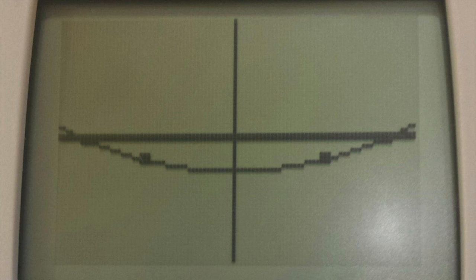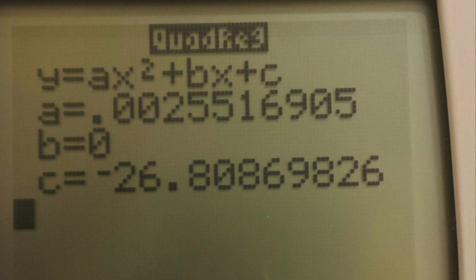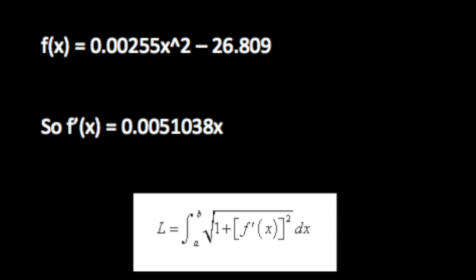Using the quadratic regression tool on our graphing calculator, the formula for a parabola was calculated to be f(x) = 0.00255x² - 26.809. For the arc length formula, we needed the derivative of this, so f'(x) was equal to 0.005103x, as the arc length formula is the integral from a to b of the square root of 1 + (f'(x))² dx.